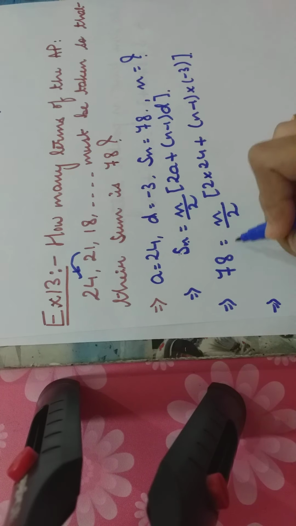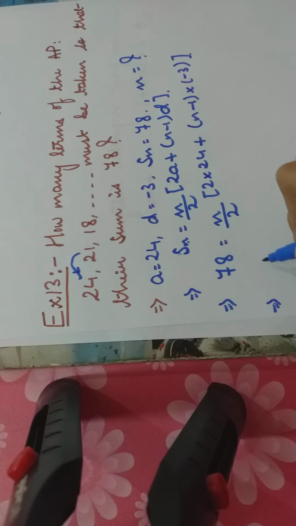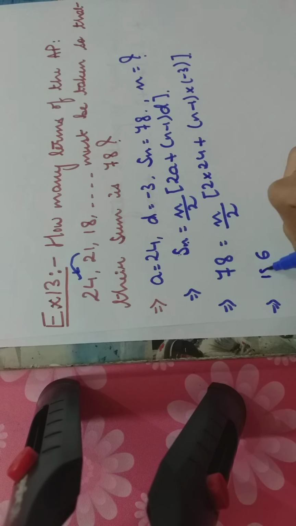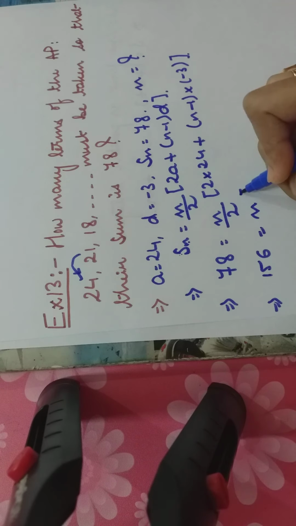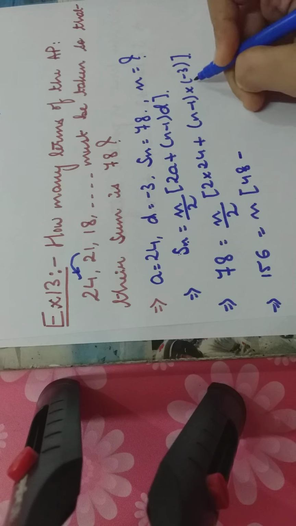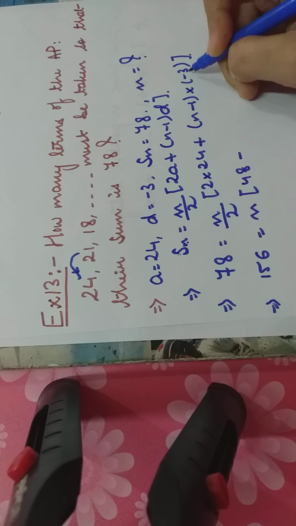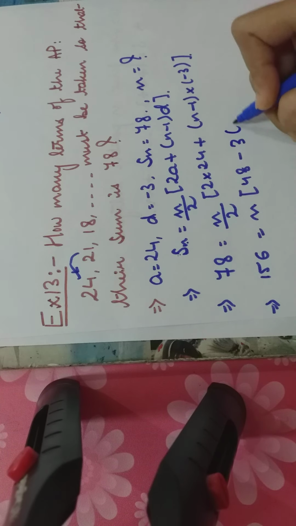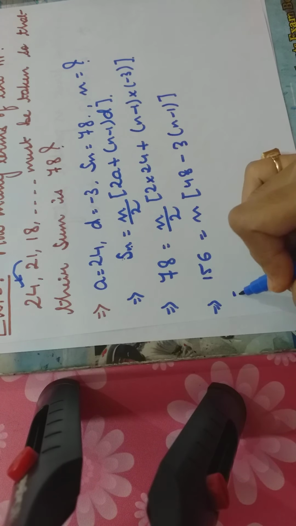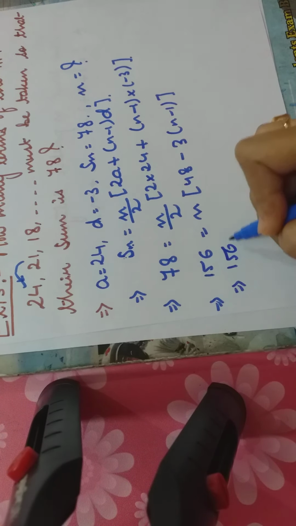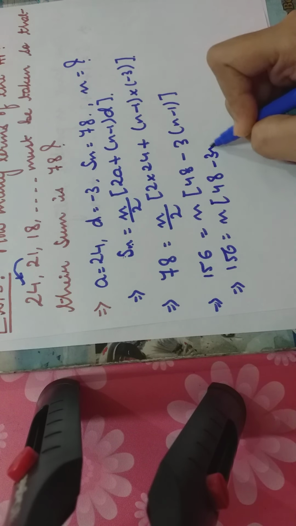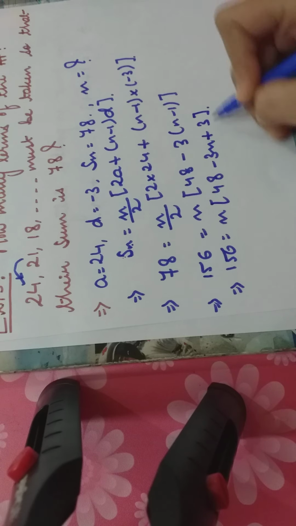So see, by cross multiplication, 78 into 2, what will you get? 156 equals n. Here what will I get? 2 into 24, I will get 48, okay. And since plus and minus will become minus 3, and that n minus 1, okay. So here I will get 156 equals n into 48 minus 3n plus 3, okay.